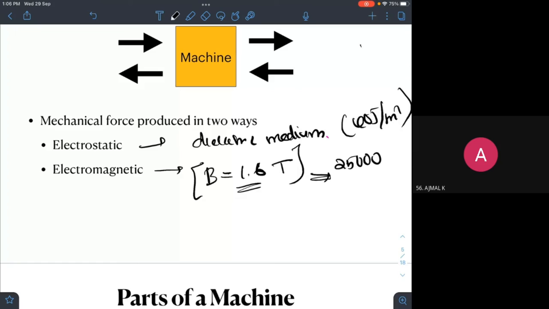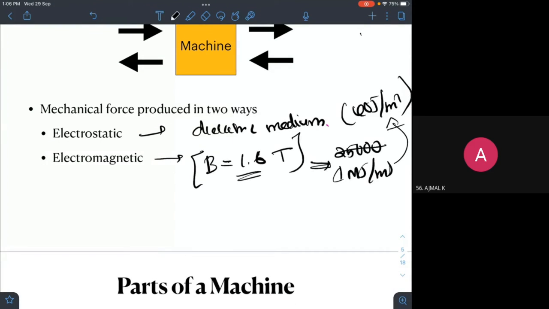Sorry, it is 1 megajoule per meter cube, which is around 25,000 times this electric energy density. If you take the electric field's energy density and the magnetic field's energy density, then the magnetic field energy density will be much more than the electric field energy density.